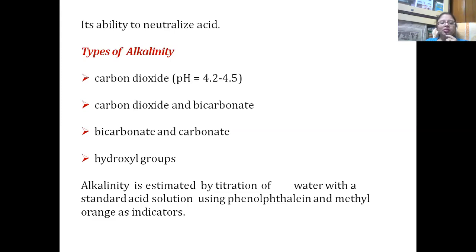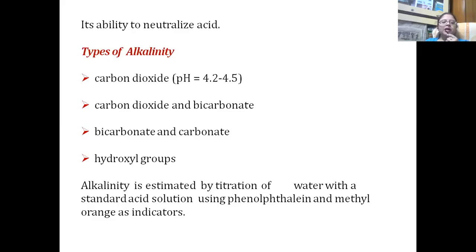So first tell me, what is the difference between an alkali and a base? Remember, a base is that component that will react with acid, but it is not necessarily soluble in water, right? But in case of an alkali, it will react with acid, and at the same time, it will be soluble in water. So all alkalis are bases, but all bases are not alkalis.